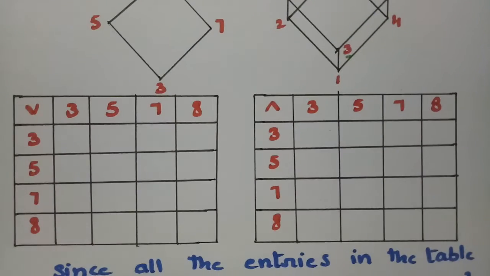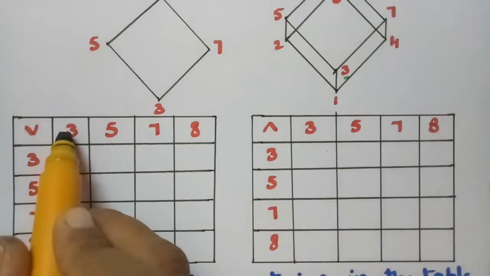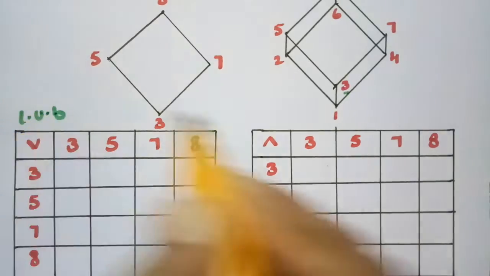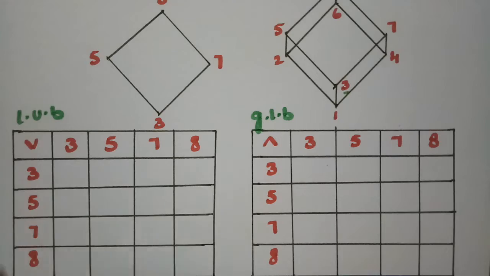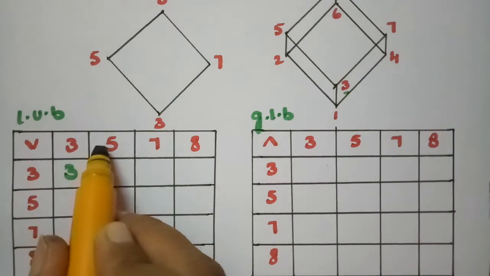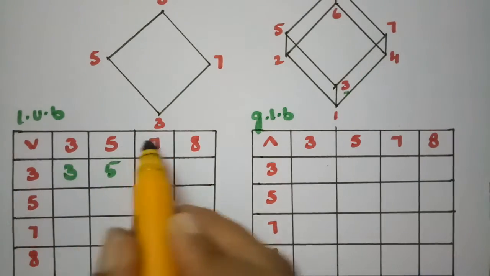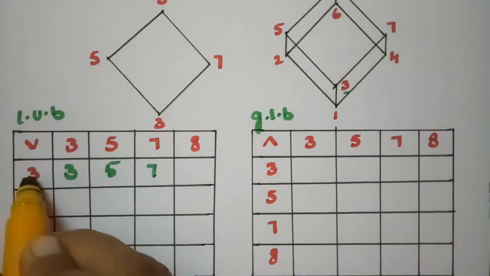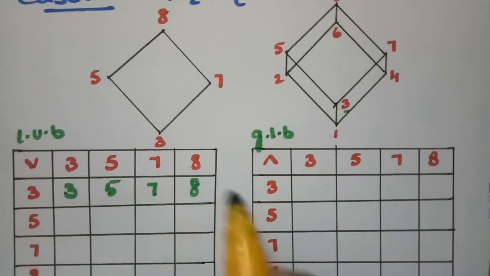So here are the composition tables. Here is the join. Join is nothing but the least upper bound, and meet is nothing but the greatest lower bound. For 3 and 3, the upper bound is 3. For 3 and 5, the upper bound is 5. For 3 and 7, 7 is the upper bound. For 3 and 8, 8 is the upper bound.